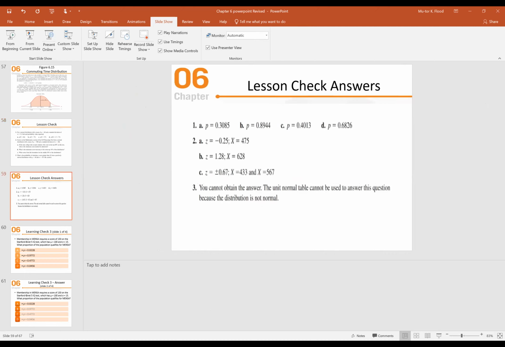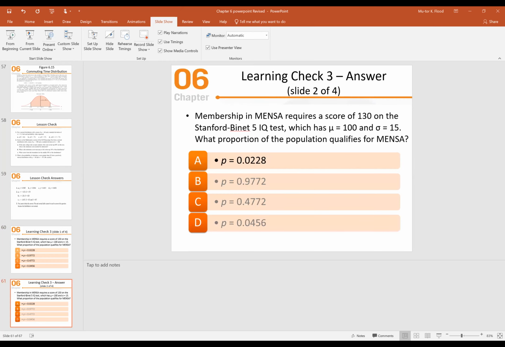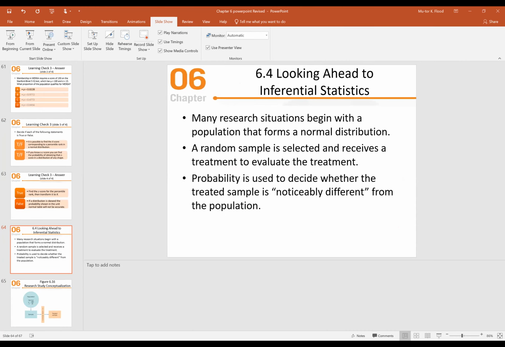And here are the answers to the questions. I didn't go over all of them, but I went over the ones that are the most difficult and the ones that are repeated. So we're going to skip these as we've kind of done these questions. Okay, so looking ahead to inferential statistics.